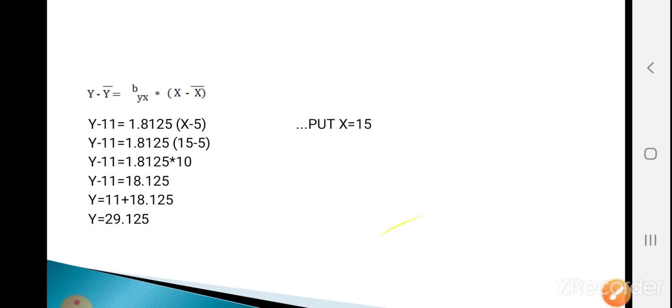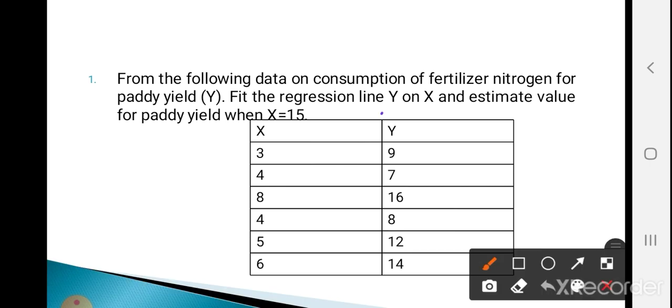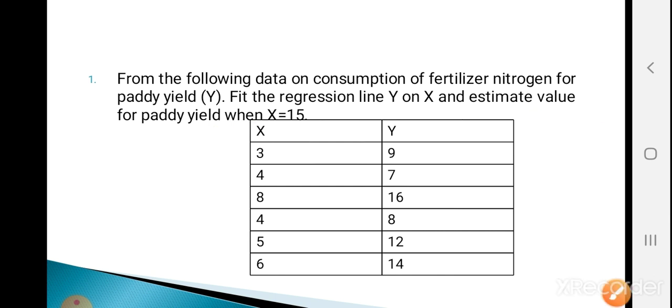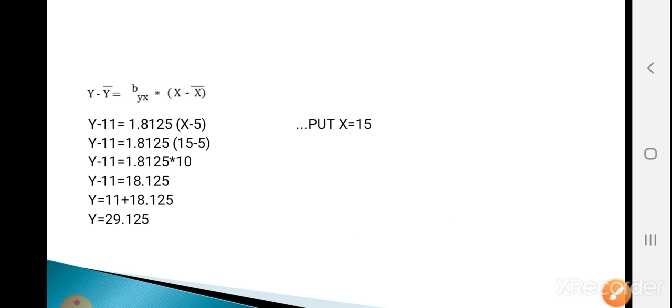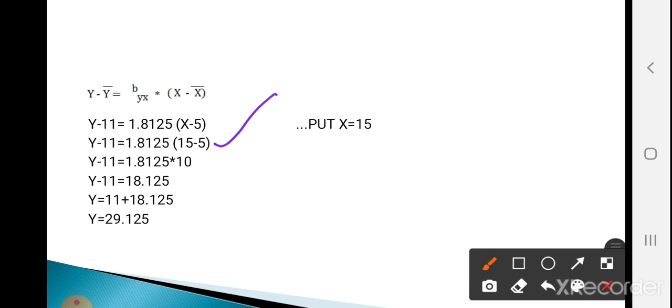Now the question is, fit the regression line y on x and estimate the value of y when x is equal to 15. Just plug in the x value, x equal to 15. So y minus 11 is equal to 1.8125 times (15 minus 5), that is 10. So y minus 11 is equal to 1.8125 into 10, that is 18.125.